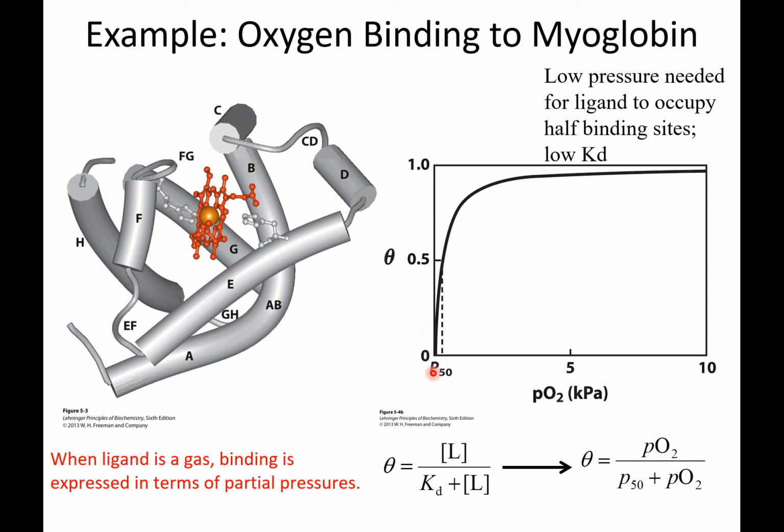And so this is a great thing for myoglobin if we think about the function of myoglobin. Myoglobin's job is to hold on to oxygen in your muscle. It doesn't need to let go of that oxygen unless you absolutely have no other way to get oxygen to your muscle. So we need myoglobin to hold on to that oxygen very tightly.